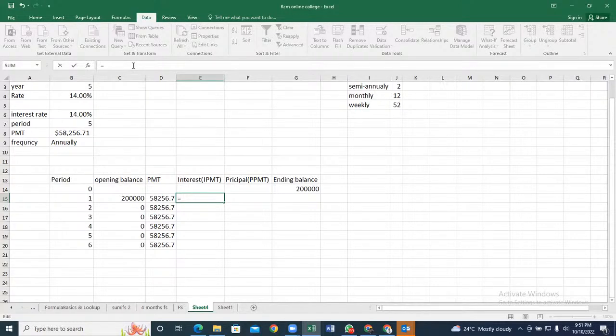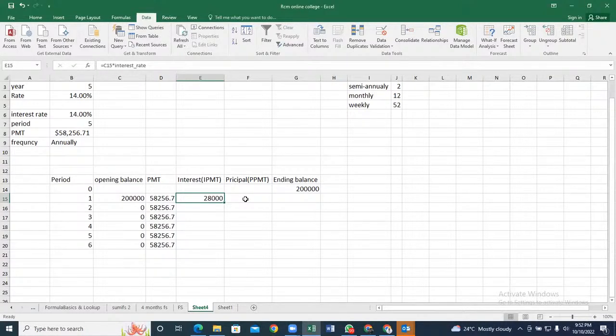Sorry, let's have this. So how do we get interest? We take opening balance and we multiply by interest rate. So what is our opening balance? It is this one here. When we multiply by interest rate, where do we get our interest rates? It is this one here. Then you enter. So interest for period one is 28,000.